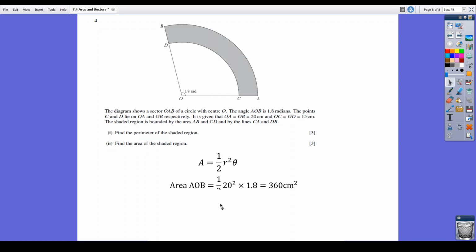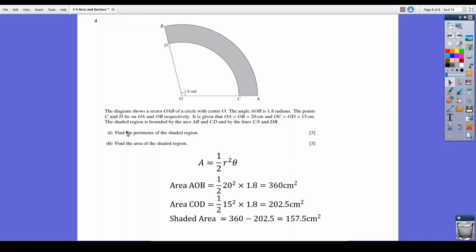So we work out the area of the big sector. That's a half of 20 squared times 1.8. And then we work out the area of the smaller sector, a half of 15 squared times 1.8. We subtract and we get our final answer, 157.5 centimetres squared.